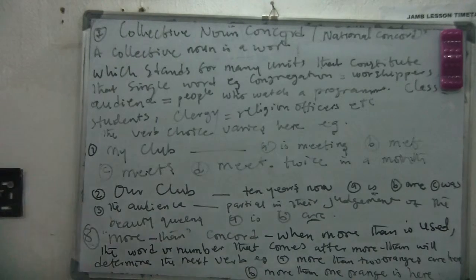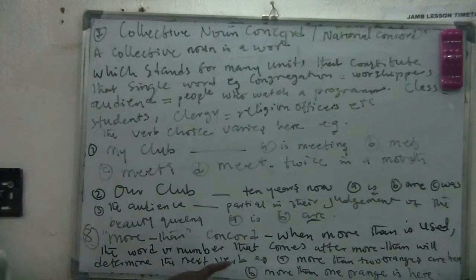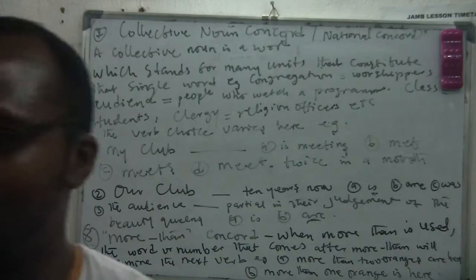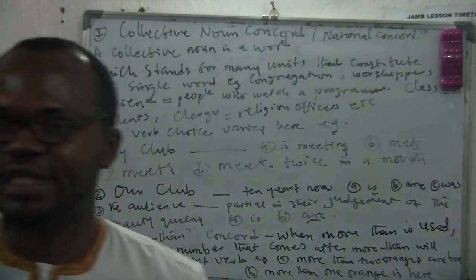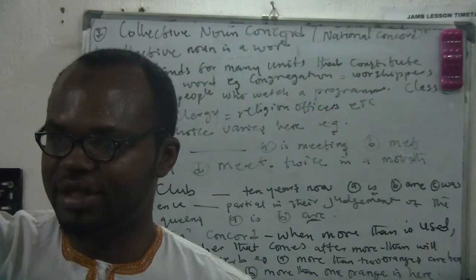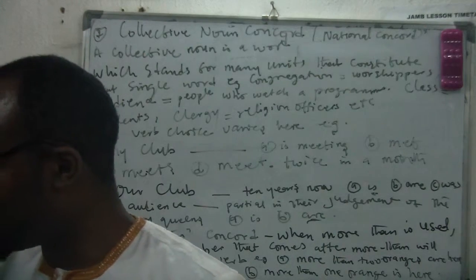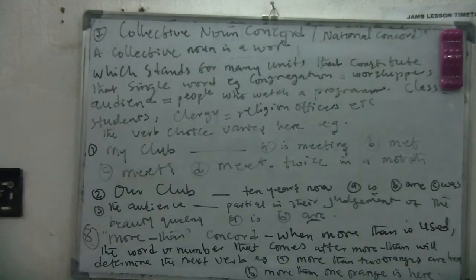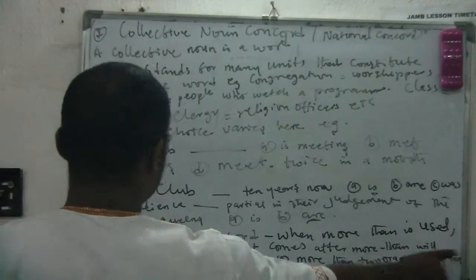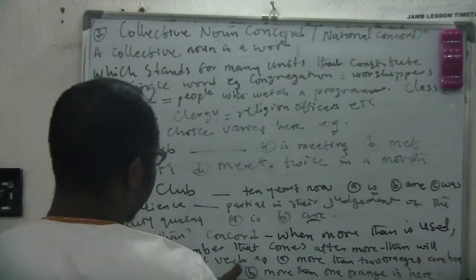Now we say more than concord. When more than is used, the word or number that comes after more than will determine the next verb. We say in concord that the basic rule is that all singular nouns or subjects go with a singular verb, is it not? And all plural subjects go with plural verbs. So now it's saying that when more than is used, the word or number that comes after more than will determine the next verb.